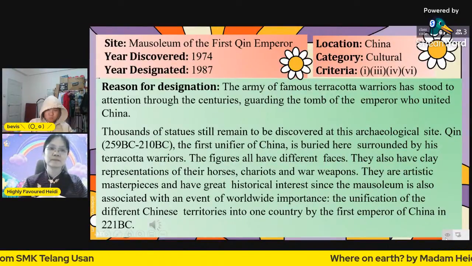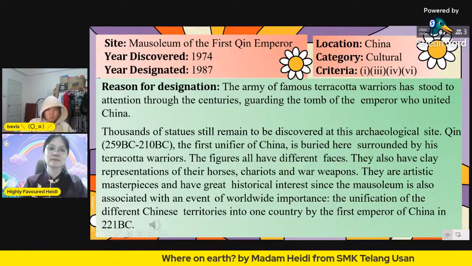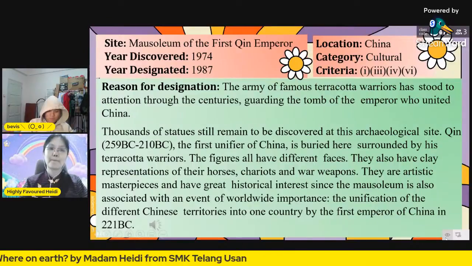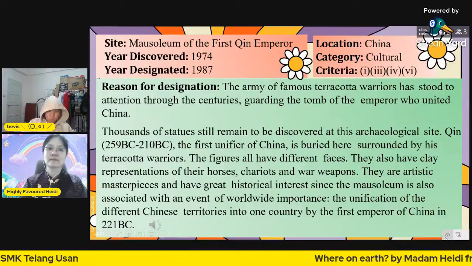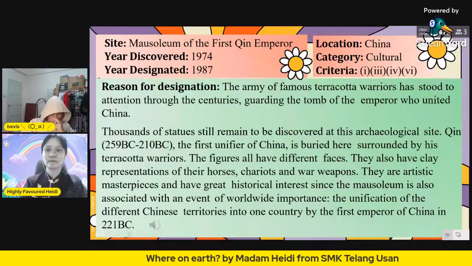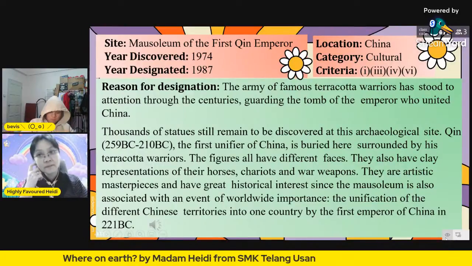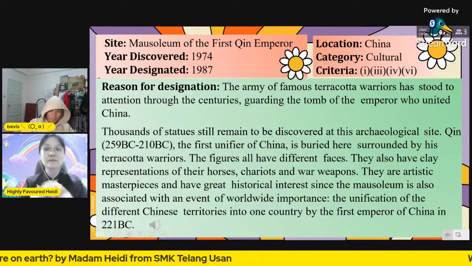Site. Mausoleum of the First Qin Emperor. Year discovered. 1974. Year designated. 1987. Location. China. Category. Cultural. Criteria. 1, 3, 4, 6.